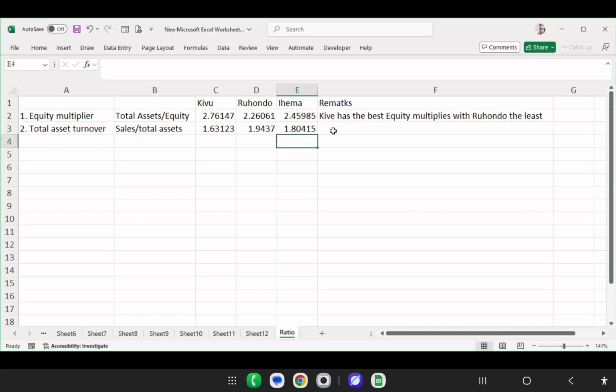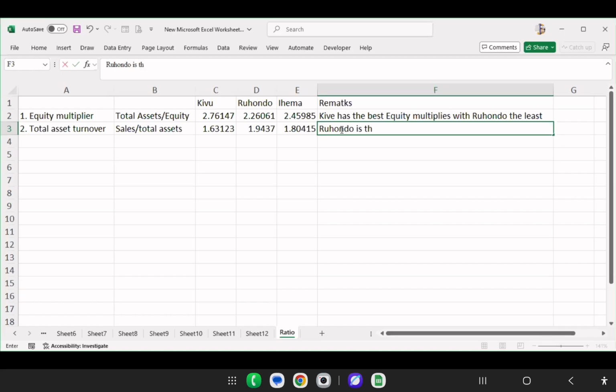1.6, 1.9. Ruhondo is the best, and Kivu is the least.